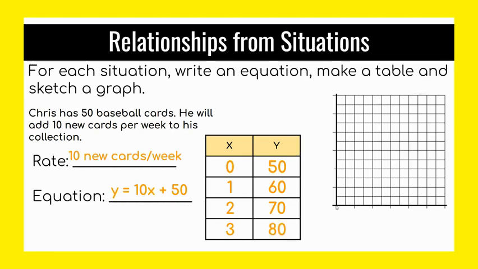Now, personally, for the graph here, I would count by tens on the y-axis, and then I would count by ones on the x-axis. So if I count by tens, at 0, I'm going to be 1, 2, 3, 4, 5. So here's my starting point, 0, 50. And then I go up 1, 60, 2, 70, 3, 80, so on and so forth.